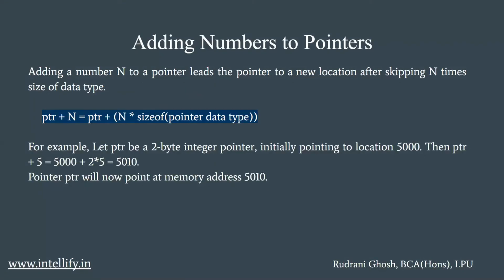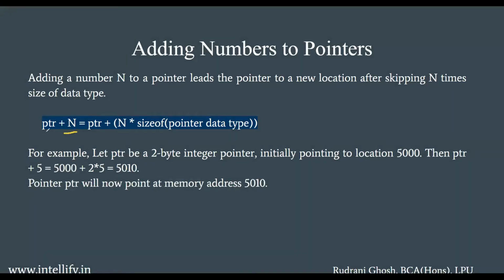Similarly, we can add numbers to pointers. Adding a number n to a pointer leads the pointer to a new location after skipping n times the size of the data type. We can understand it better through this formula. When a number n is added to pointer PTR, the next address starts from the pointer's address, that is the base address, plus n, which is the number, multiplied by the size of the data type of the pointer.